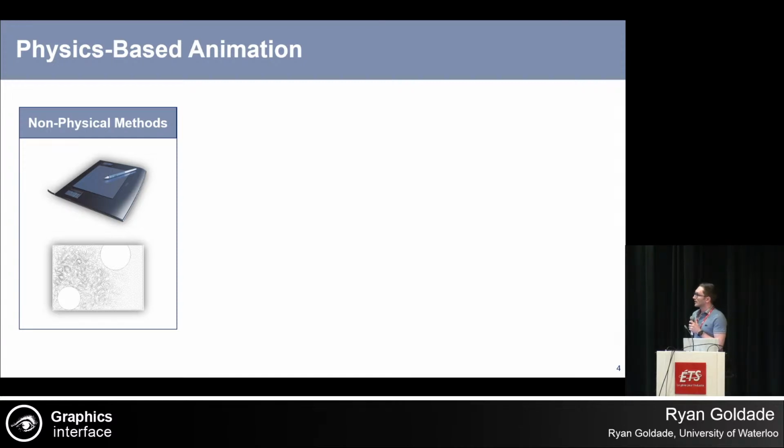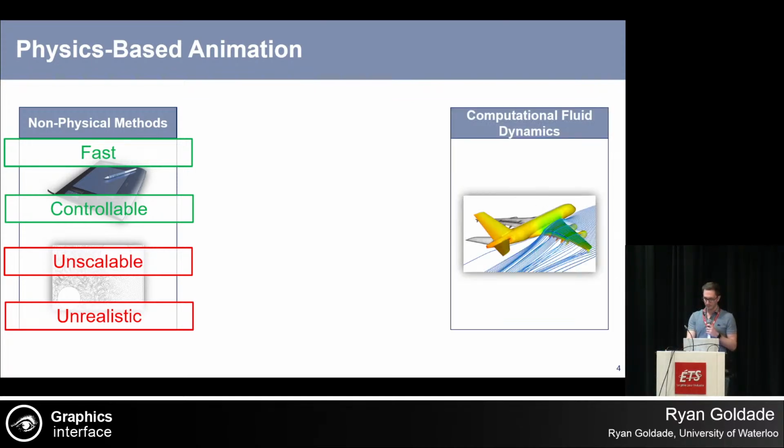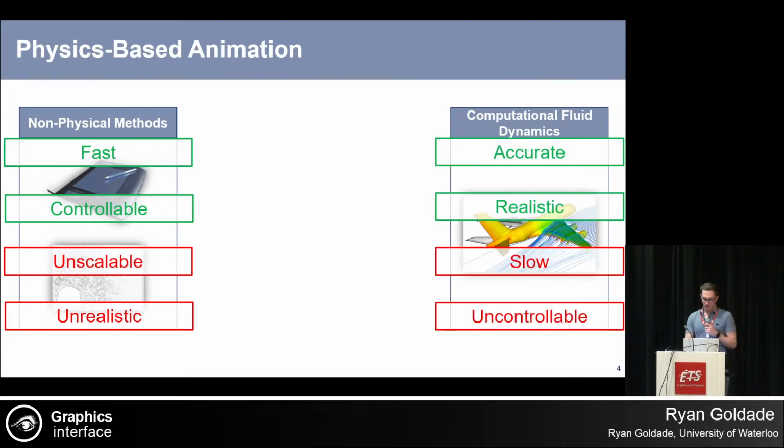So we can use non-physical methods, like artist-generated methods or procedural methods. These are fast, they're easy for an artist to control, but they don't really scale well to large 3D scenarios, and it's hard to achieve realism in that environment. Okay, we can go all the way to CFD, where we get accuracy and realism, but it's extremely slow because they're so concerned with accuracy, and it's also uncontrollable in the sense that the turnaround time to simulate is so long that an artist can't iterate rapidly to adjust the type of shot they want.